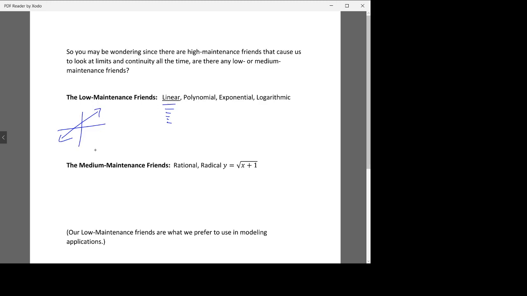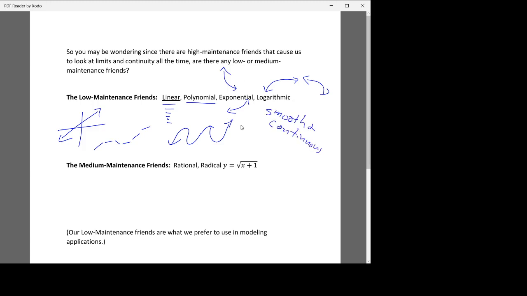And sometimes people will do a bunch of lines together so that they can make something that's complicated look like lines in real life. So polynomials, those are things that look like worms. And you can see that they pass the vertical line test and they're smooth and continuous. And exponential, that's things that look like this, or they can look like that. And logarithmic, that looks kind of like this, a little bit different than exponential, or the reverse, it can look like this. So these guys are smooth and continuous. Our low maintenance friends are smooth and continuous.